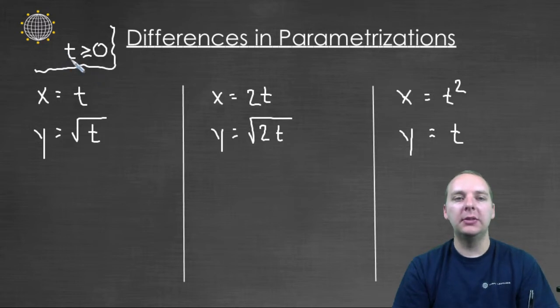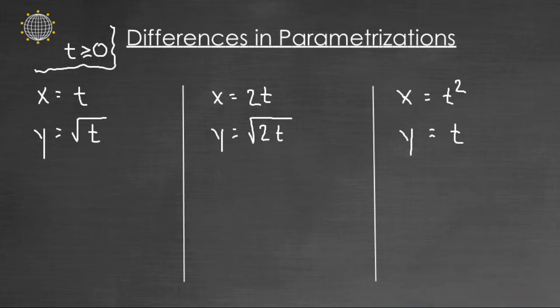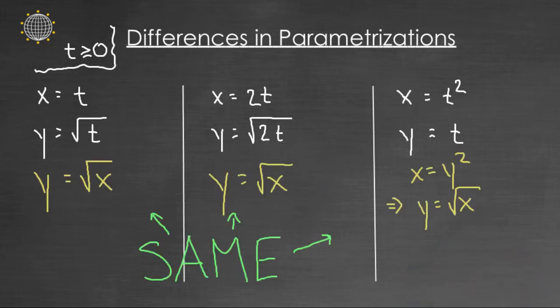So here we go. Let's assume that t is positive, and I have these three different parametrizations here. If x is t and y is root t, and if x is 2t, then y is root 2t. If x is t squared, y is t. These all look very different, but they would represent the same equation in rectangular form. They are all three different in parametric form, but they all represent the same equation in rectangular form.